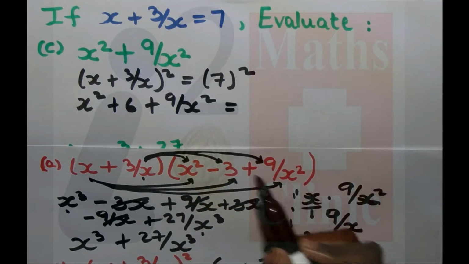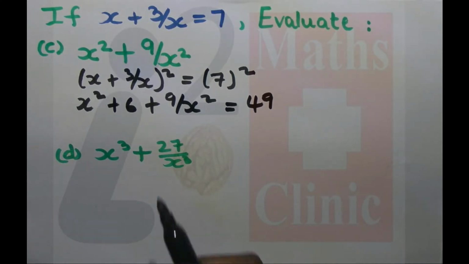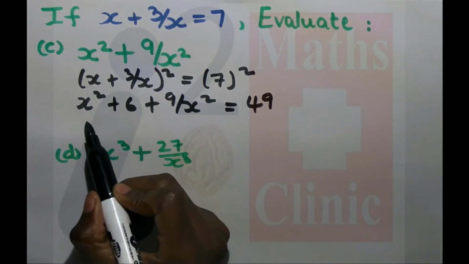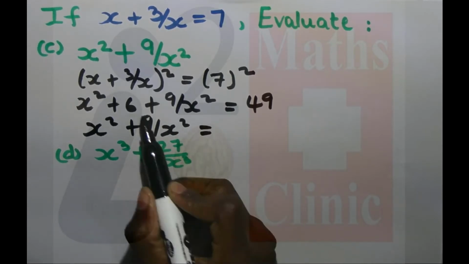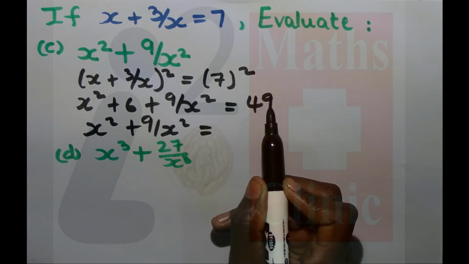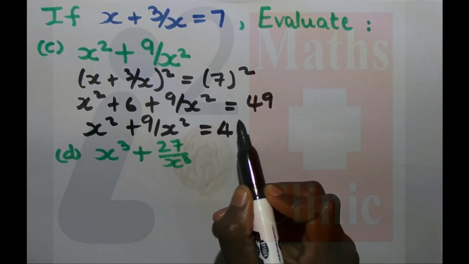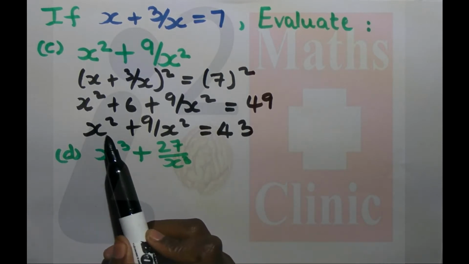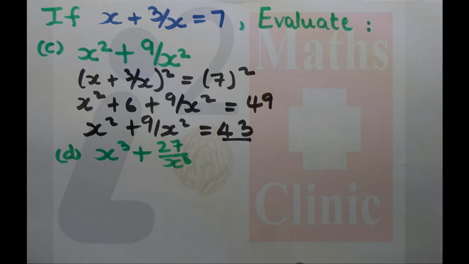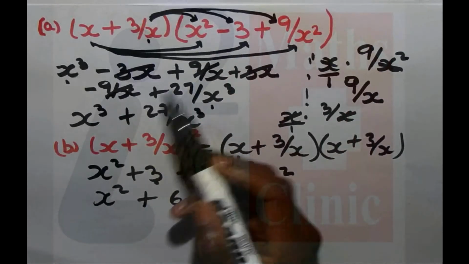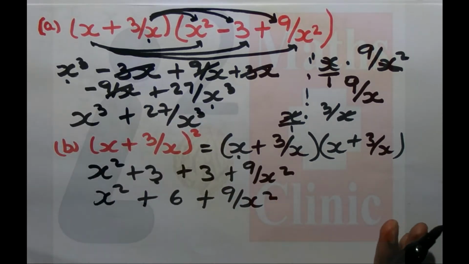Now 49, because 7 squared is 49. Now, if it's 6 here, so what do we get? So we get x squared plus 9 over x squared equals 49 minus 6. So it's 43, which means x squared plus 9 over x squared equals 43. Fine. And then I'm going to pause this question. There are two parts to this question, and it involves simplification.